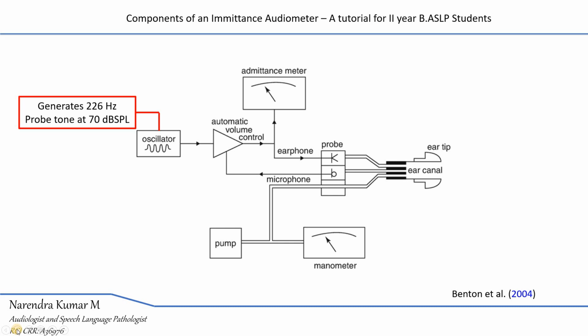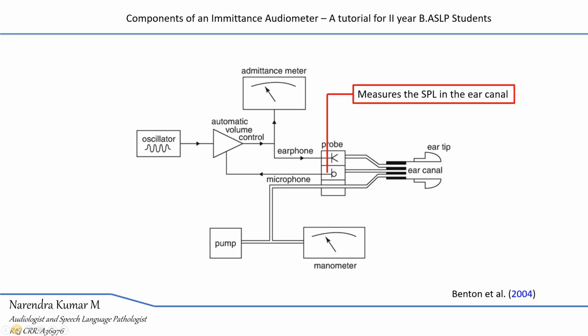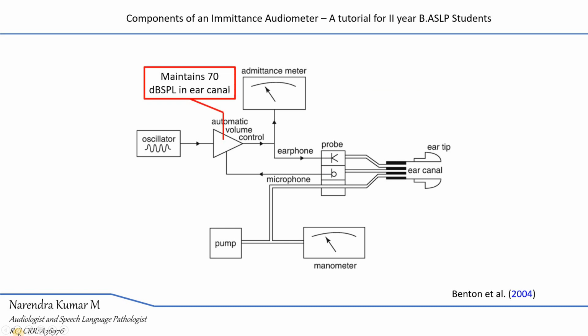Usually the presentation level or the sound pressure level generated at the oscillator will vary from 60 dB SPL to 80 dB SPL. In this example, we confine to 70 dB SPL. The generated probe tone is delivered into the ear canal with the help of the loudspeaker. So the amount of sound pressure level that is sent into the ear canal is going to be 70 dB SPL. Now this sound pressure level is monitored by the microphone that is present in the probe assembly. It measures any changes in the sound pressure level that happen in the ear canal. The loudspeaker and the microphone are connected to the automatic volume control. This automatic volume control will make sure that 70 dB SPL is maintained in the ear canal during the procedure.